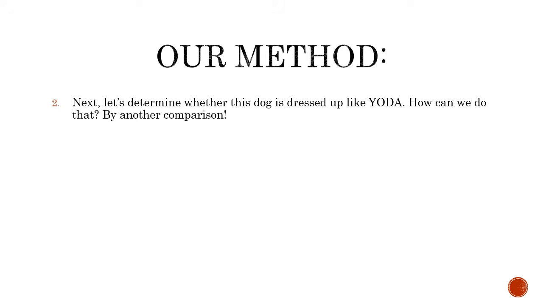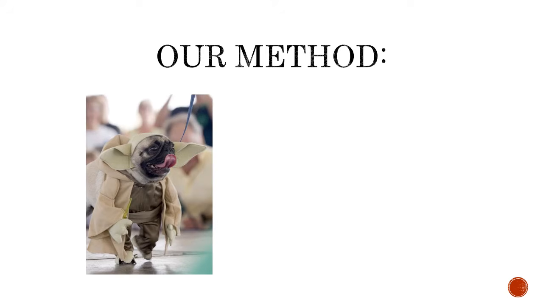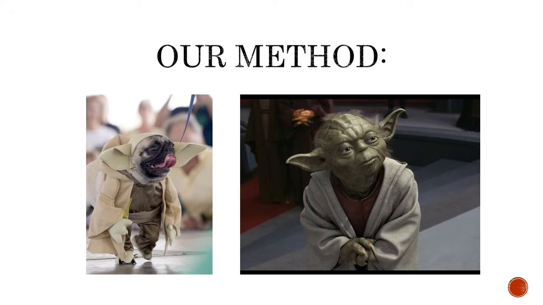Now we need to determine whether this dog is dressed up like Yoda specifically. Again, we can probably agree that a simple comparison will help us discover the truth or falsity of the claim. So we will compare our dog to Yoda. In each instance, we have the existence of long green ears, a cape, and a little brown jumpsuit underneath.